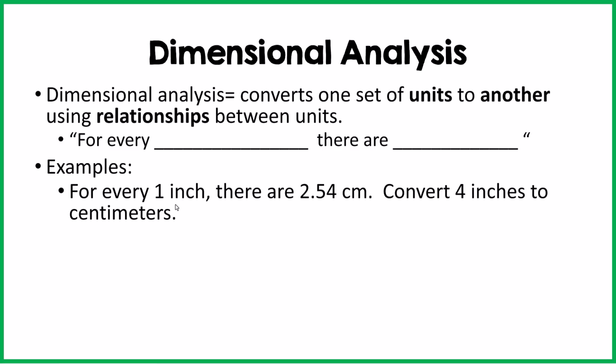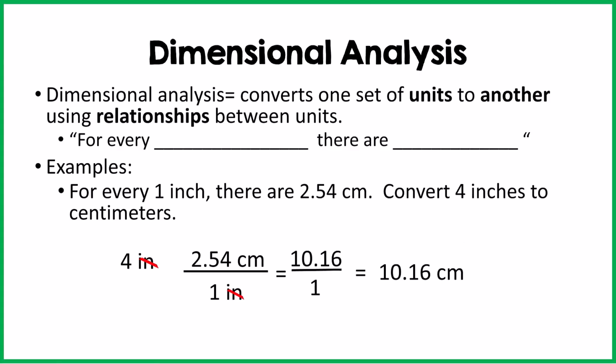We can also use metric to English conversions using dimensional analysis. So for every 1 inch, there are 2.54 centimeters. Convert 4 inches to centimeters. So we've learned how to do this already. You're going to start with your given information. 4 inches is given here. And then we include our conversion factor with whatever our given units are on the bottom here. And that allows inches to cancel out. The desired units are going to go on the top. And since there is 1 inch for every 2.54 centimeters, this is going to be our conversion factor.